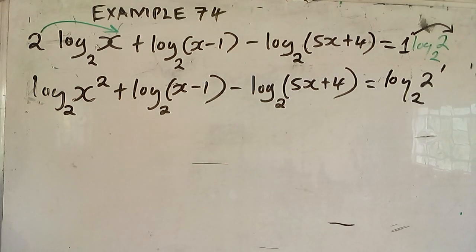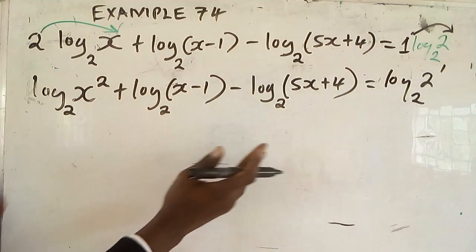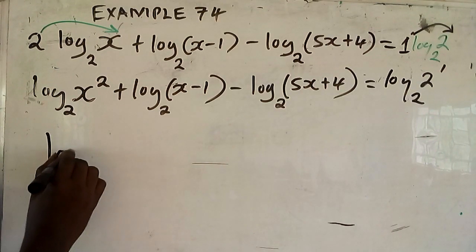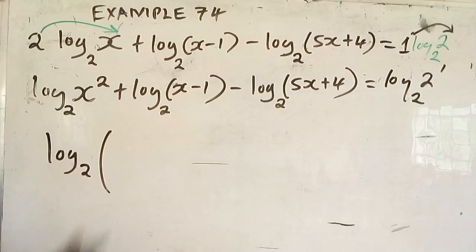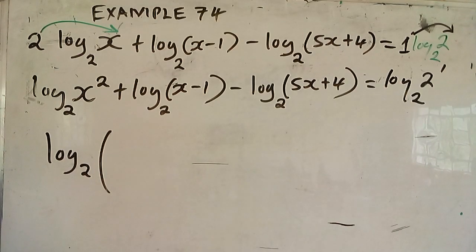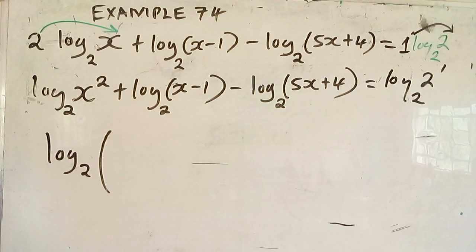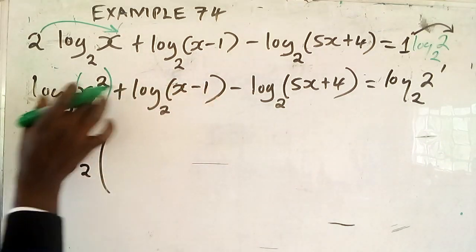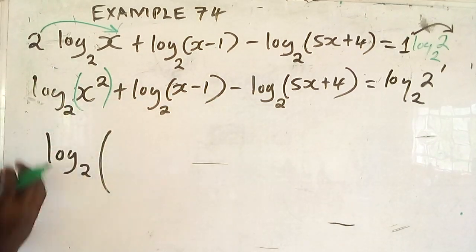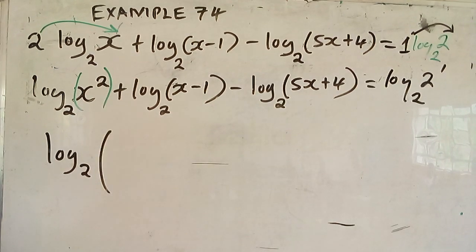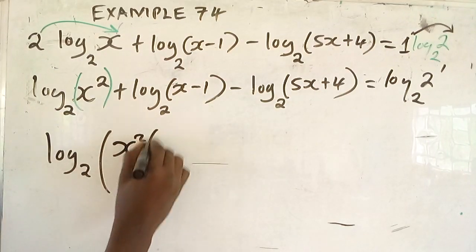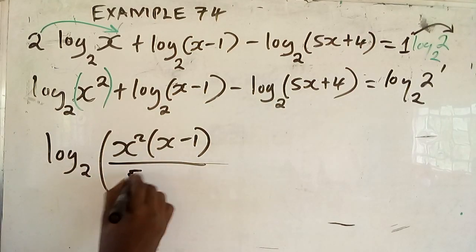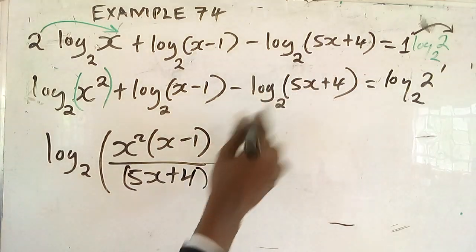Are we together? After that, we make each side of the equation one term, isn't it? If we factorize out log 2 base 2, addition goes to multiplication, subtraction goes to division. So here we have x squared, and the plus between these two logs turns to multiplication. So we'll have x squared times x minus 1. Then this minus will turn to division, meaning it is divided by 5x plus 4.